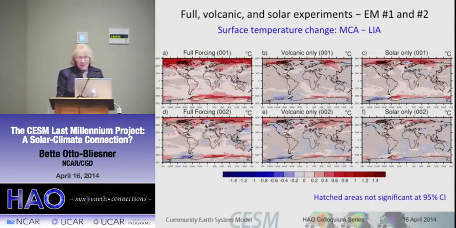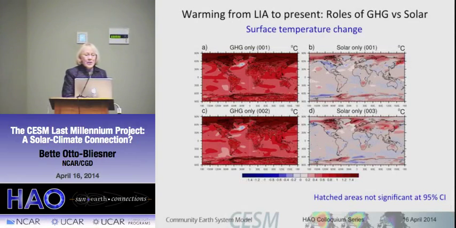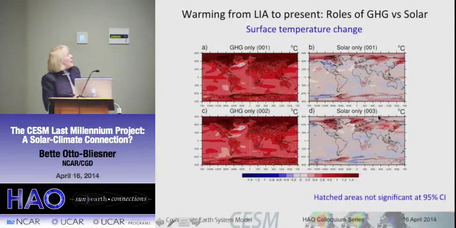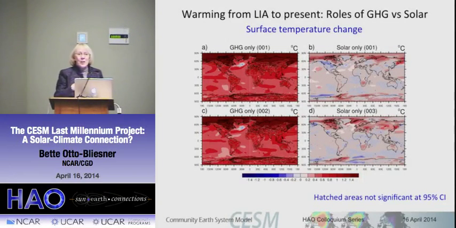That's an important point. And just one other slide on temperature. When you talk to the skeptics, they will say, well, 20th century warming is all solar. And so just what does the model say about that? These are the two ensemble members for the simulations with just the greenhouse gases and just the solar, it should say 002. And this is the surface temperature change going from the little ice age to present.